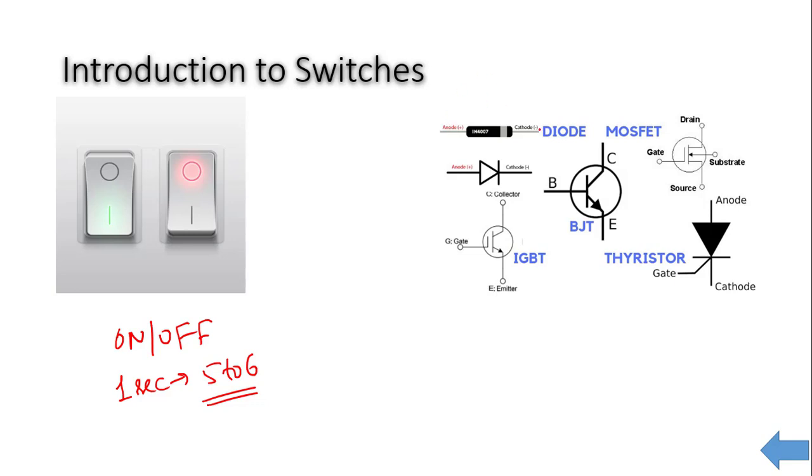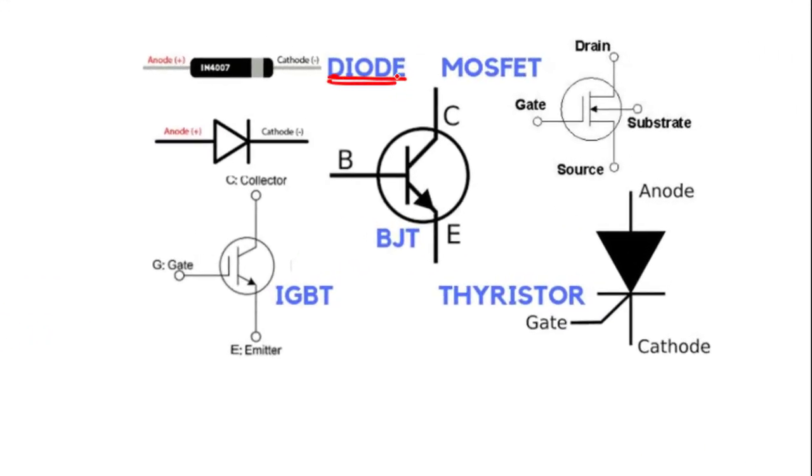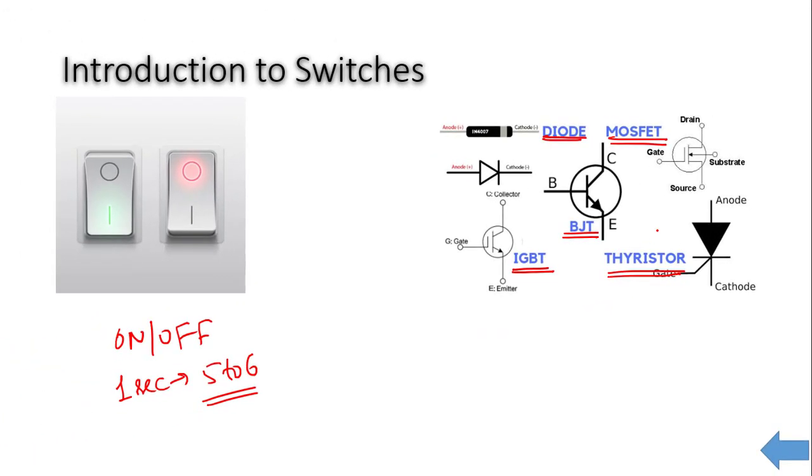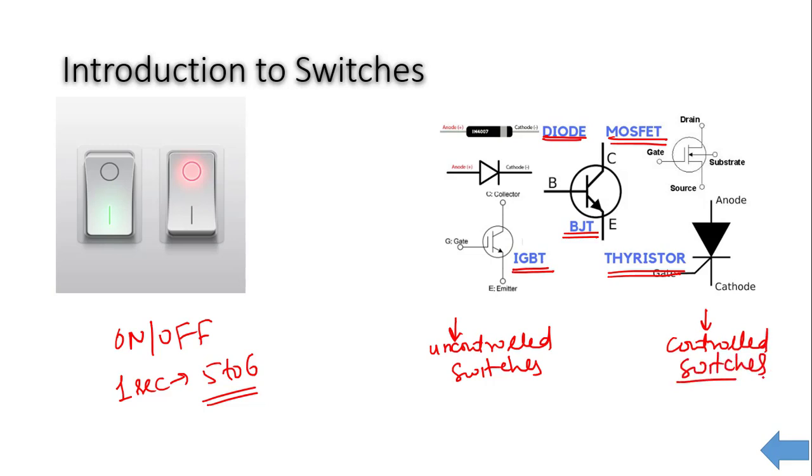You could see over here that electronic switches include the diode, MOSFET, BJT, IGBT, thyristor and many more. So the important concept that comes out of this is that you could divide all these switches into two parts. One, you could say, uncontrolled switches, and another one is controlled switches.